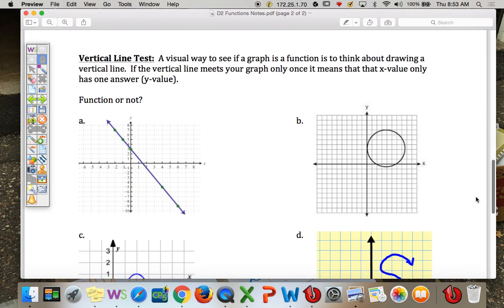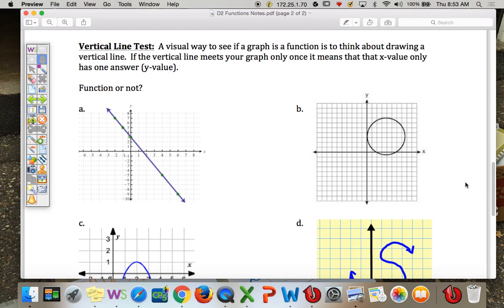So an easy way to tell if a graph is a function is called the vertical line test. A visual way to see if a graph is a function is to think about drawing a vertical line. And that vertical line stands for an x value. If the vertical line meets your graph only once, it means that that x value only has one answer, or one y value. So let's take a look at this linear equation right here.